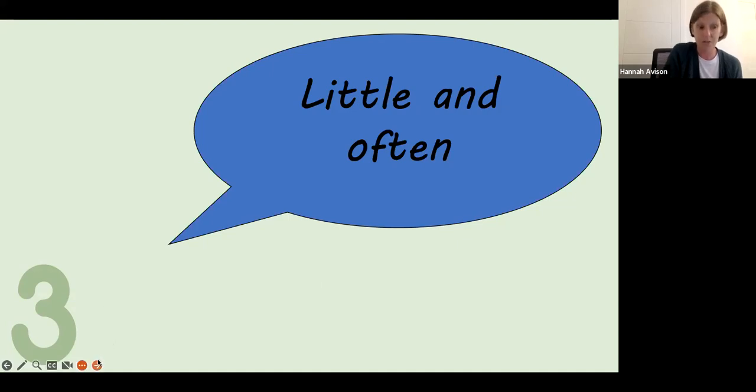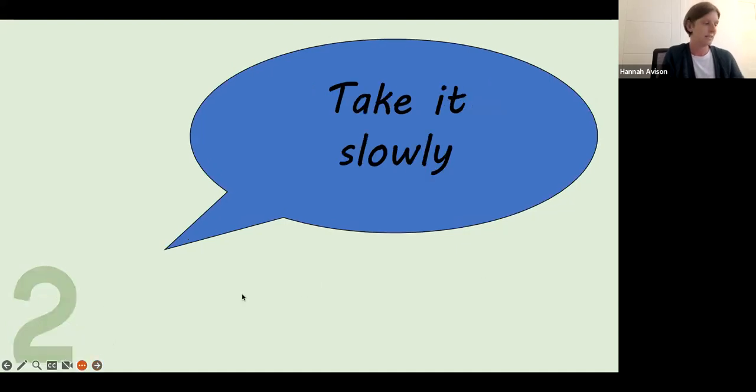Number 2 is take it slowly. There is no rush. It's probably not going to click immediately for every learner. So take it as slowly as they need to take it, and come back to it even after you think it has clicked, partly to consolidate, but also partly as a confidence booster, because it's something that they're familiar with and that they find easy.